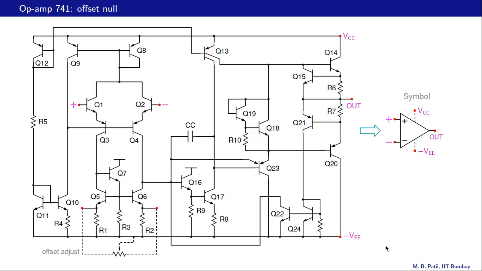So this offset null facility is indeed a very useful facility, and it is particularly relevant in applications where we cannot tolerate a DC shift that results from an offset voltage.